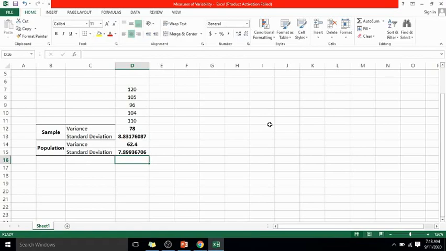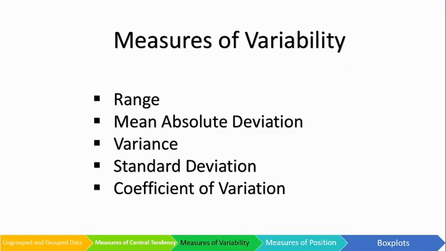So that's it for variability. Again, these measures give us an idea on how dispersed, how consistent, and how varied the data points are in a distribution. And they are used in conjunction with the measures of central tendency to give us a better picture of what's going on in a data set.